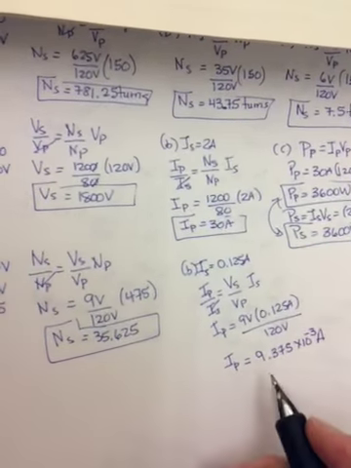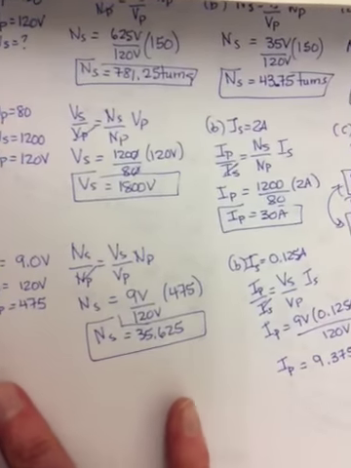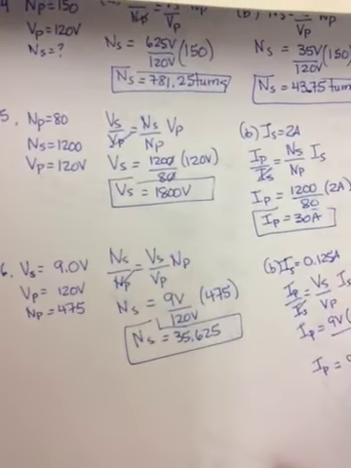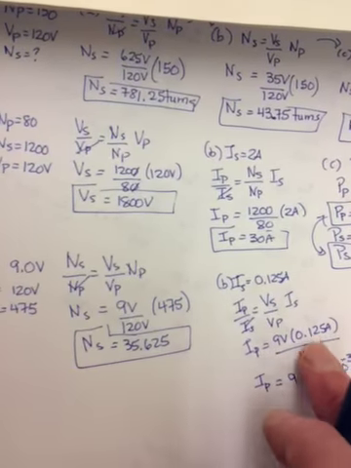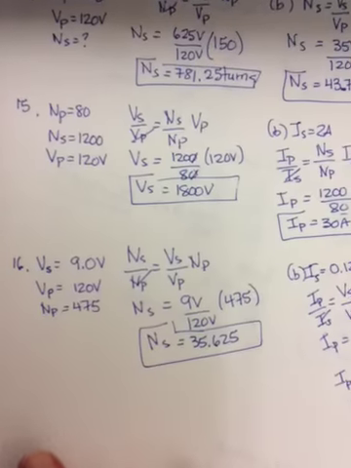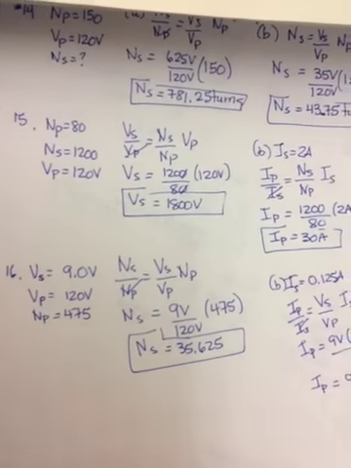Okay, and it should be less because the voltage is going down. The current should go up when you go from primary to secondary, which it does. All right, and that was the end of your homework questions.